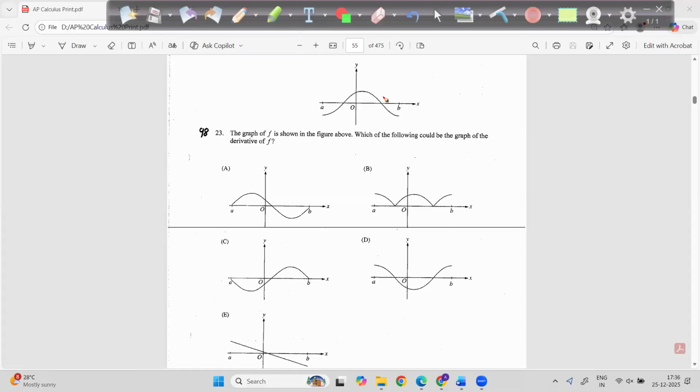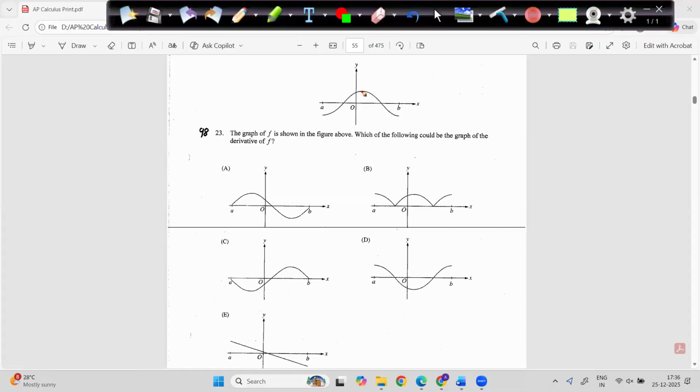So the slope is negative. I mean the positive first, before the y-axis. I mean to the left of the y-axis. Here the function is decreasing, so the slope should be negative.